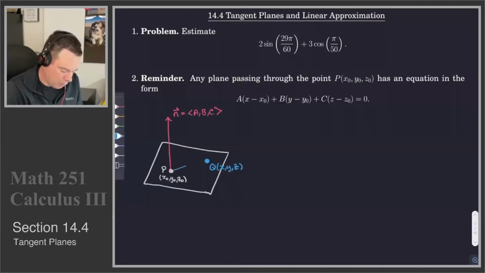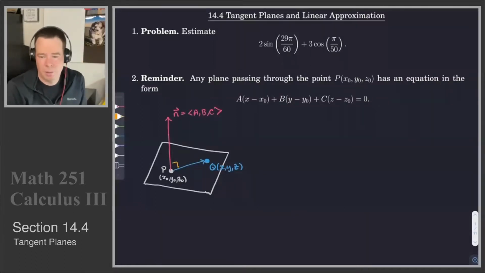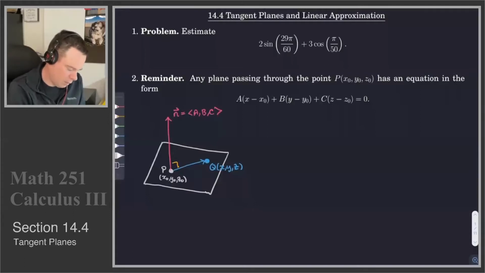And that normal vector has to be perpendicular to any vector that's parallel to the plane. So any vector from the point you know on the plane to the point in question that you're trying to decide if it's on the plane or not, these have to be perpendicular to each other. And so this construction, or this visualization, is what we need in order to write down the equation of the plane.